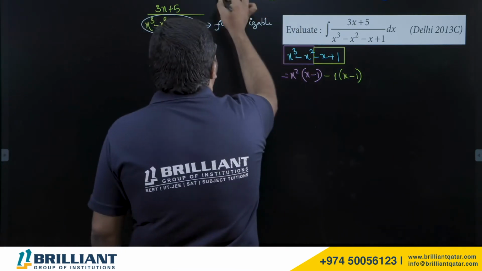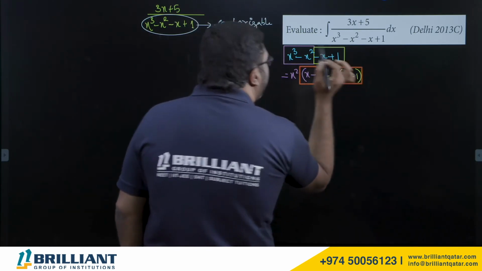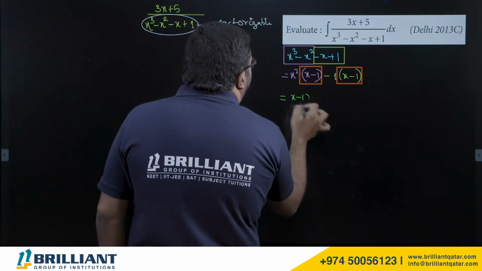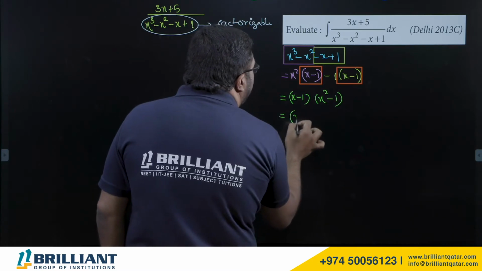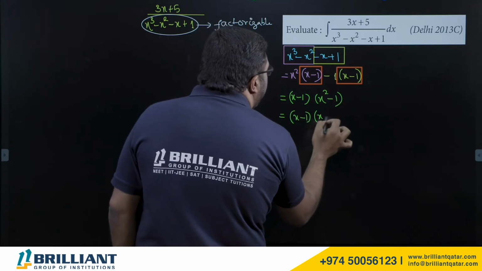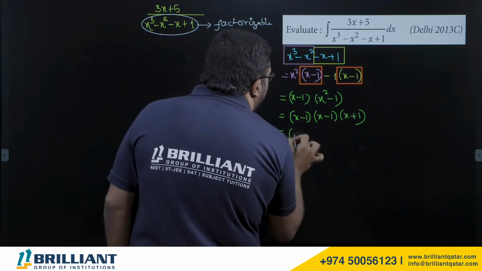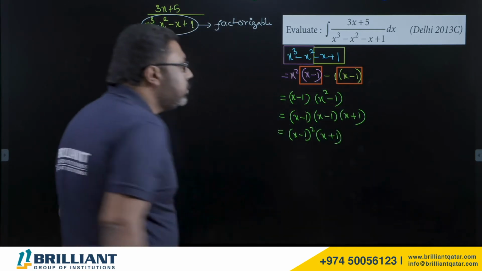And then look at it. I have an x minus 1, I have another x minus 1. I can take a common out, right? That is going to be x minus 1, and inside the bracket it is going to be x squared minus 1. Don't think that it is quadratic. x squared minus 1 is still factorizable into x minus 1 into x plus 1. That is actually x minus 1 squared into x plus 1.